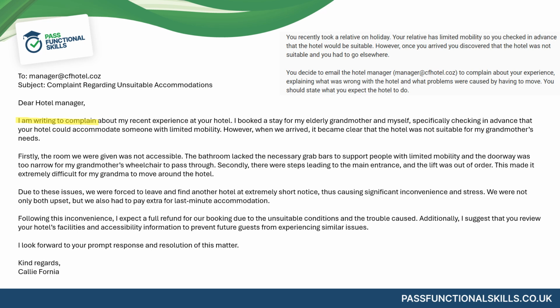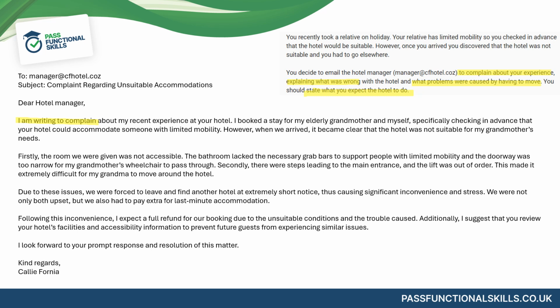Next, thinking about detail. Now remember, we don't have a word count for this task. However, we've got sufficient detail on everything that we're asked to write about in the question. So here we're asked to complain about our experience, explain what was wrong with the hotel, what problems were caused by having to move, and what you expect the hotel to do. So the student here has kind of done a paragraph on each of those and expanded upon them.